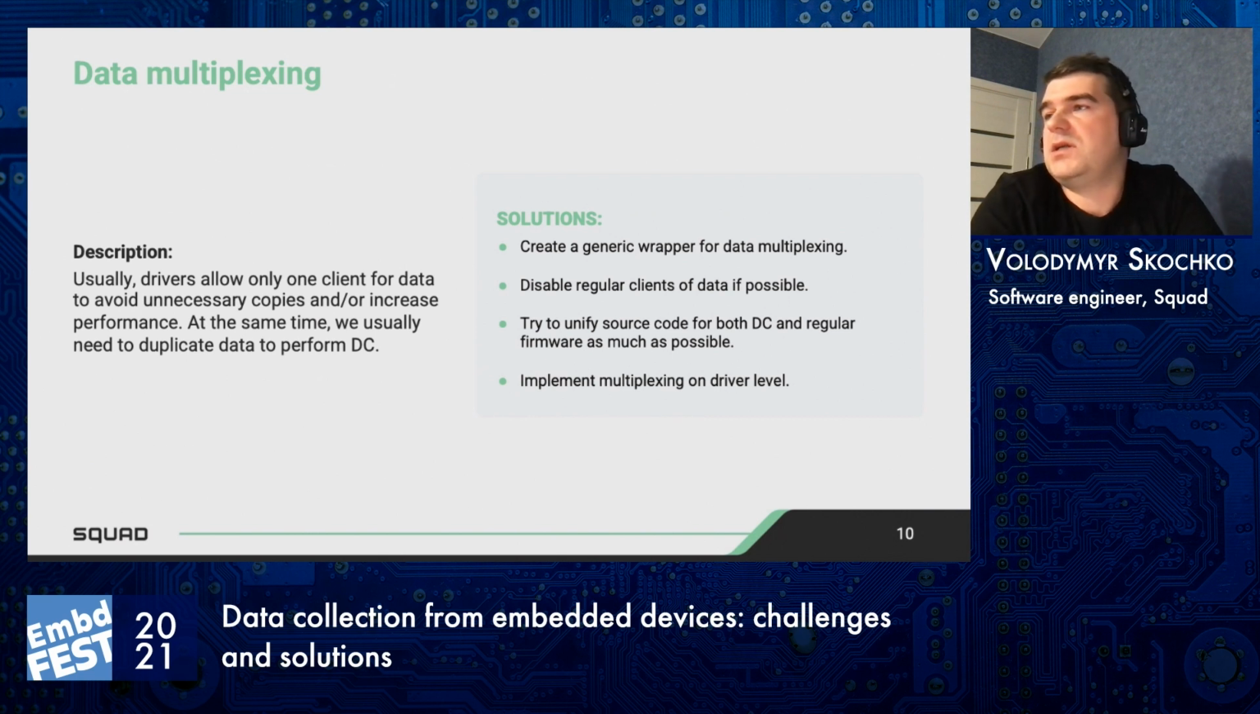And the next one is to try to unify source code for both data collection and regular firmware. You should try to do it as much as possible, because it will allow you to maintain and support your source code properly. And the last one is to implement multiplexing on driver level. If it is possible, then it will be useful not only for data collection, but maybe for some upcoming features or services that may use the same data.